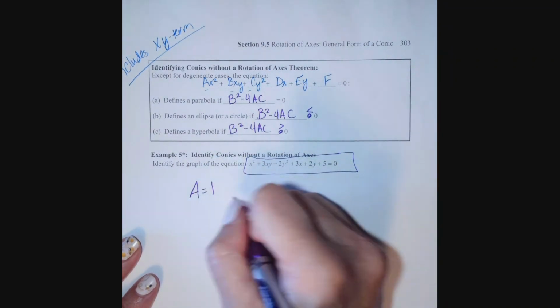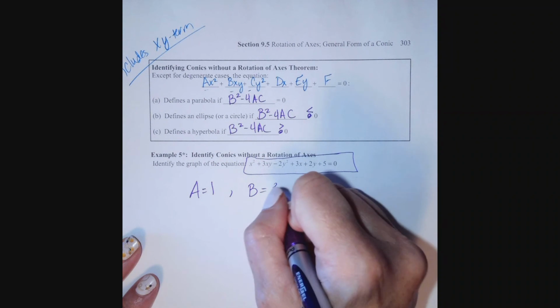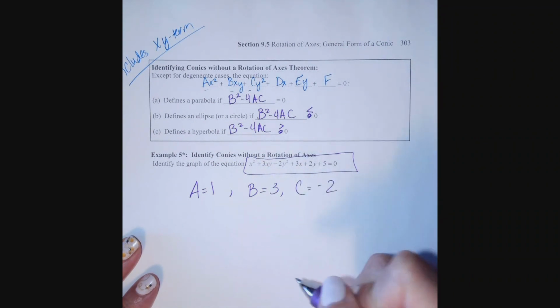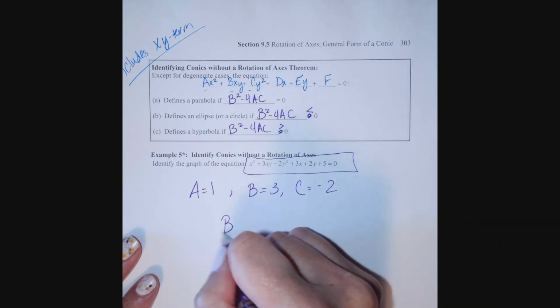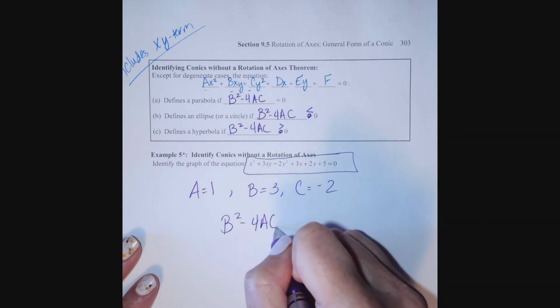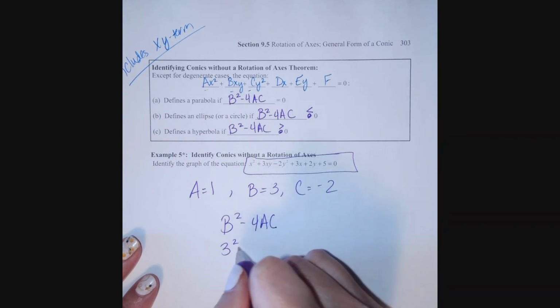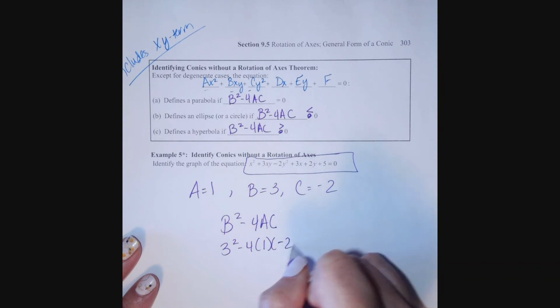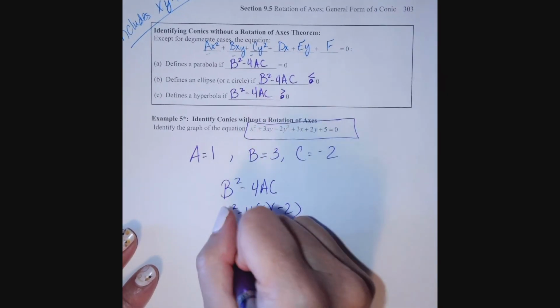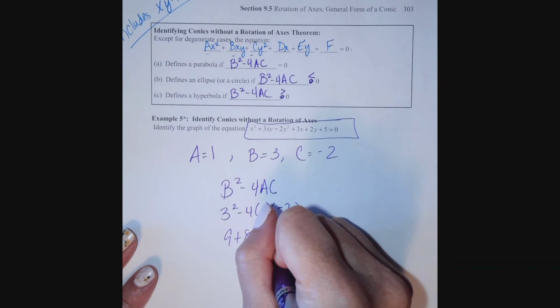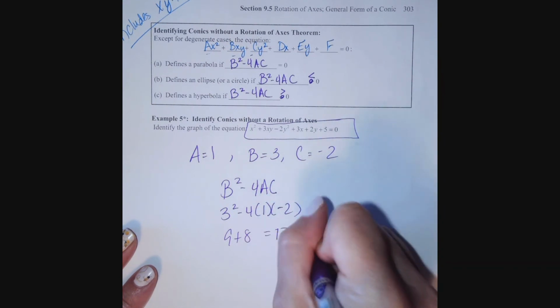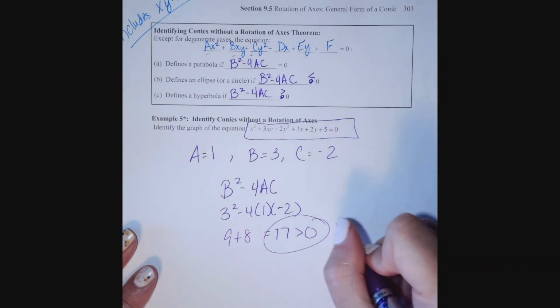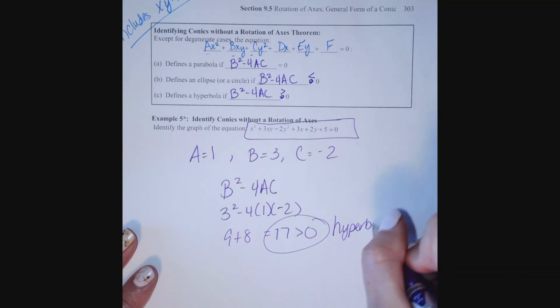For this equation, a would be 1, b would be 3, and c would be negative 2. If I'm going to solve b squared minus 4ac, I have 3 squared minus 4 times 1 times negative 2, which gives me 9 plus 8, which is a positive 17, greater than 0. So this is the equation for a hyperbola.